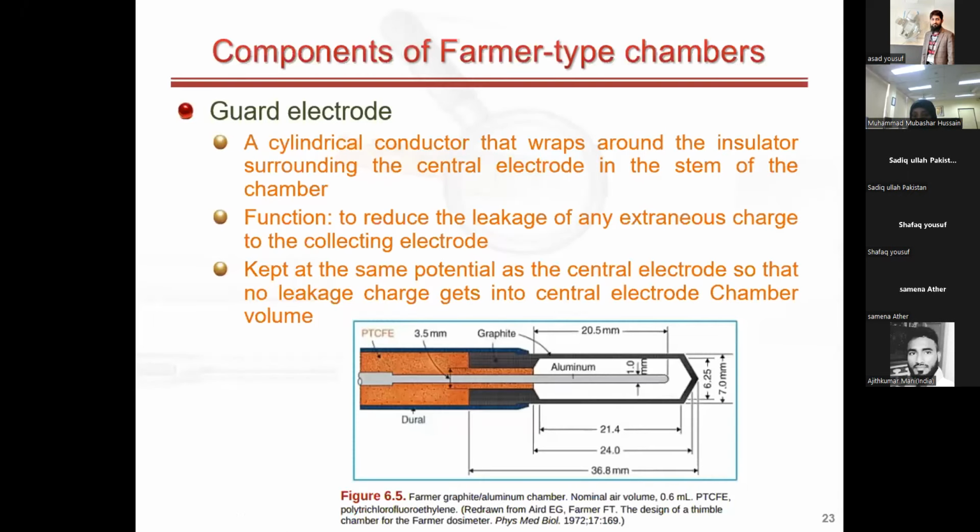So this was the basic design of the Farmer type chamber. Usually Farmer type chambers have a volume of about 0.6 cc, but this design is also available for other small chambers like compact chambers or pinpoint chambers. They are also basically thimble chambers, but again, their cavity volume, their components, even the composition of the central electrode and the composition of the wall would be different in those chambers.